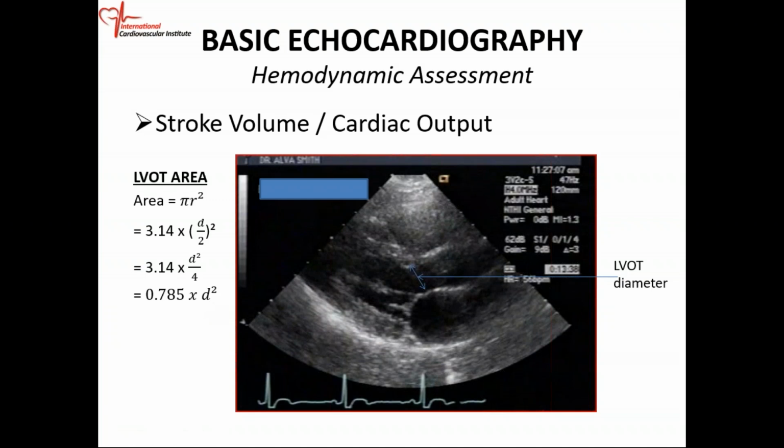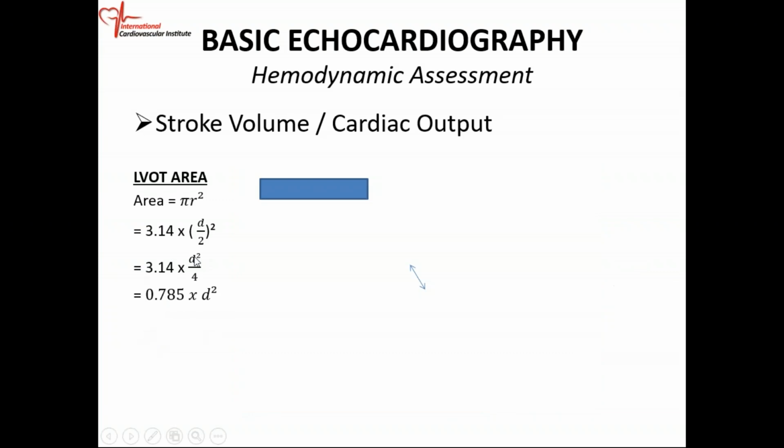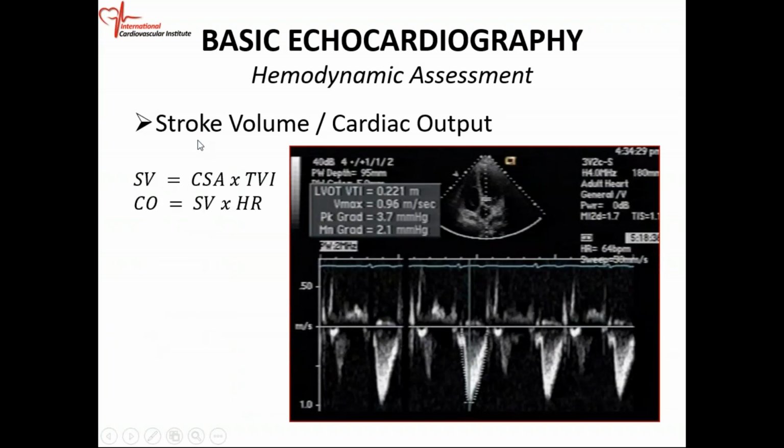So we can use hemodynamics to calculate the stroke volume. That's the volume of blood that's pumped out from the ventricle per beat. Okay, all we need to know is the diameter and then the VTI, because we're going to multiply the area as we showed before. Stroke volume is the cross-sectional area times VTI. The cross-sectional area, when we simplify it, is 0.785 times d squared.